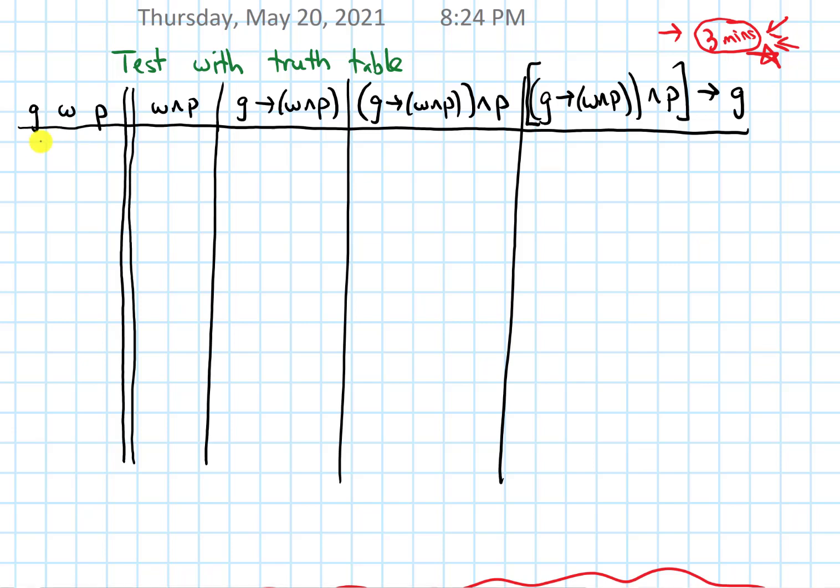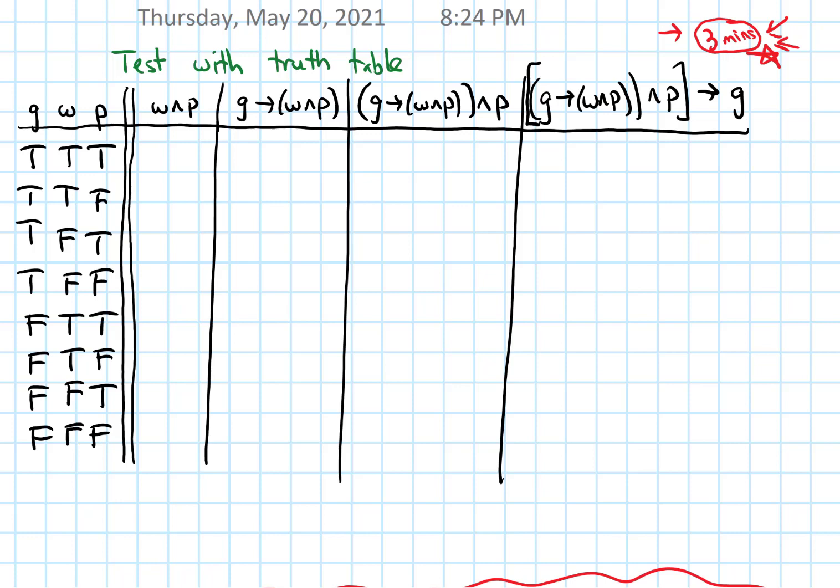Alrighty, so hopefully you did that. Hopefully you paused the video and tried this for 3 minutes. I'm going to go through this more quickly because we've done a bunch of these truth table examples now. So I've gone ahead and filled out the values for G, W, and P. Remember, with P, I'm just alternating true, false, true, false. With W, I alternate double trues, double falses. And for G, I will alternate 4 trues and then 4 falses. All right, so next I'm going to fill out W and P, but I'm going to do this one really quickly again, just like I did before.